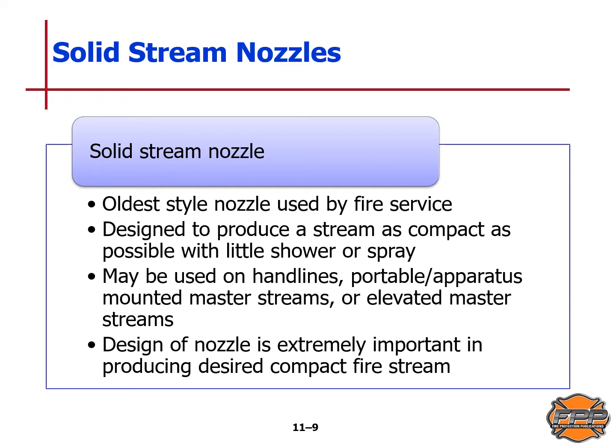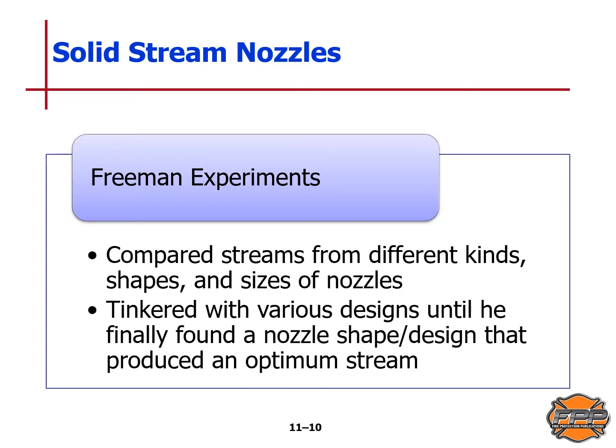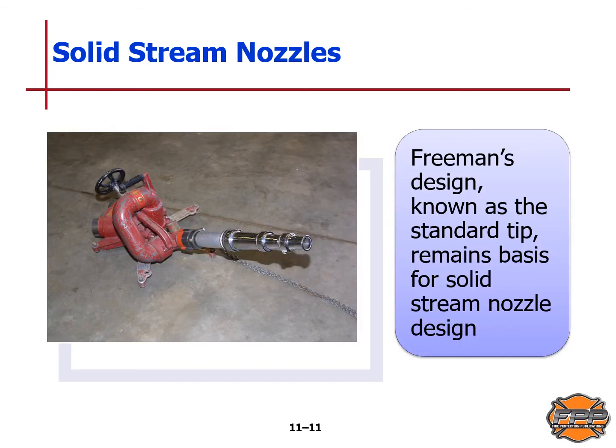While development of these nozzles proceeded, there were a set of experiments called the Freeman experiments. These experiments compared streams from different types, kinds, and sizes of nozzles. They tinkered with various designs, specifically Mr. Freeman, until he finally found a nozzle shape and design that produced an optimum stream. Freeman's design, known as the standard tip, remains the basis for solid stream nozzle design today.